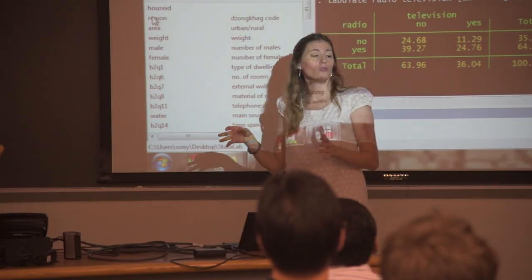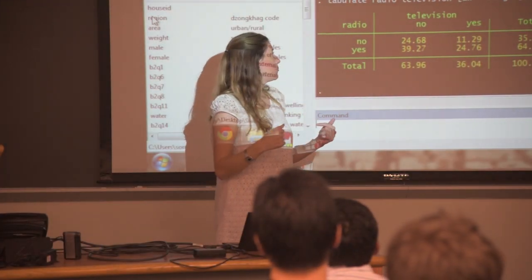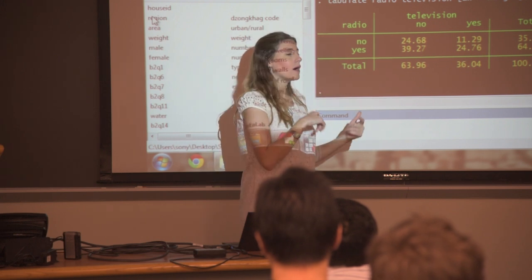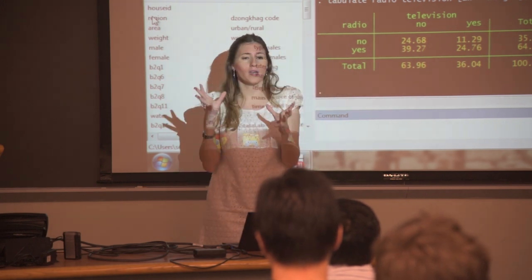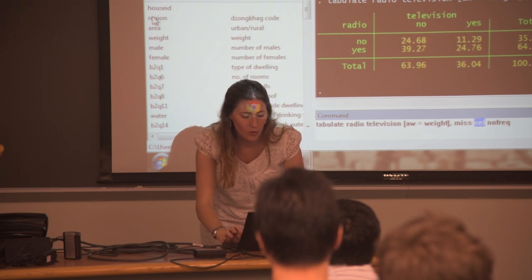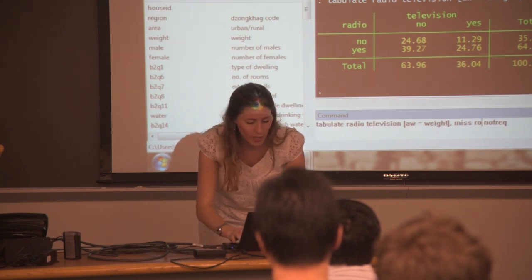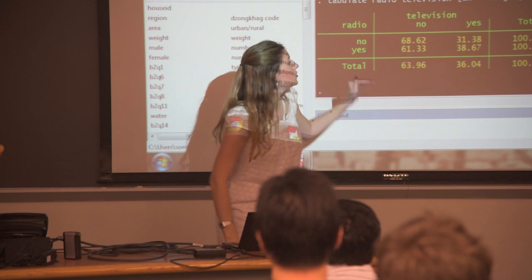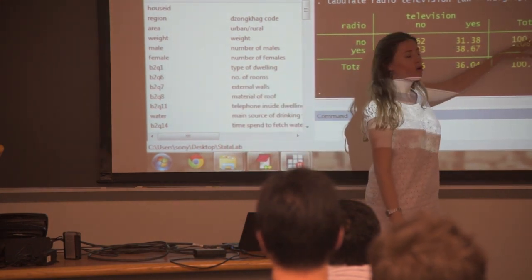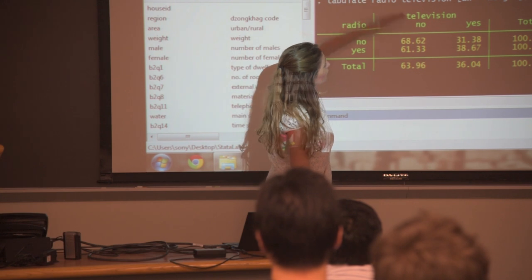Now you might also want to know what's the proportion of people that have radio that also have television. You might want to know a different number. And in that case, instead of writing cell here, you can write row. So the 100% is going to add up for each row. So look at the difference between these two.